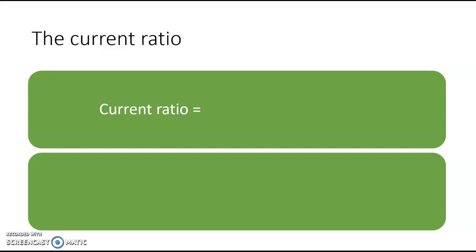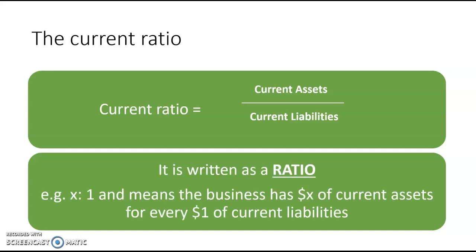In terms of the current ratio, it's got a pretty simple formula, which again they will give to you in the HSC. It's current assets over current liabilities. This time, our result is written as a ratio, so X to 1, and it means the business has X dollars of current assets for every dollar of current liabilities. So if a business has a current ratio of 5 to 1, it means the business has $5 of current assets for every dollar of current liabilities. Or if they had a current ratio of 0.6 to 1, it means the business has 60 cents of current assets for every dollar of current liabilities.